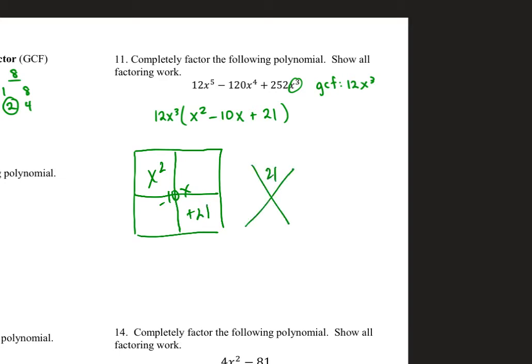We're multiplying to make 21, and we're adding to make negative 10. So since we're multiplying to make a positive number and adding to make negative, we know that our two signs have to be negative. So listing out my factors of 21, I have 1 and 21, 3 and 7. So those are my only factors, so that means it has to be 3 and 7. And we should double check that those multiply to make 21, they add to make negative 10, which they do.